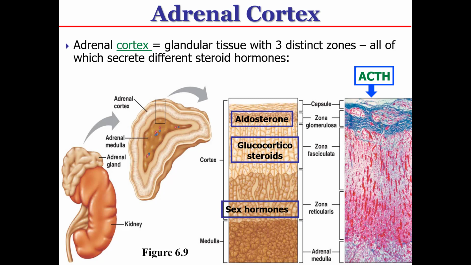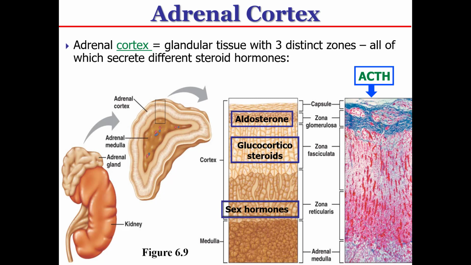Zona fasciculata produces glucocorticosteroids, or glucocorticoids for short. Primarily cortisol, which helps regulate the body's response to stress and raises blood sugar levels by inhibiting glucose uptake by the cells and stimulating gluconeogenesis. So under times of stress, we need extra energy to power our muscles and get us through times of stress.